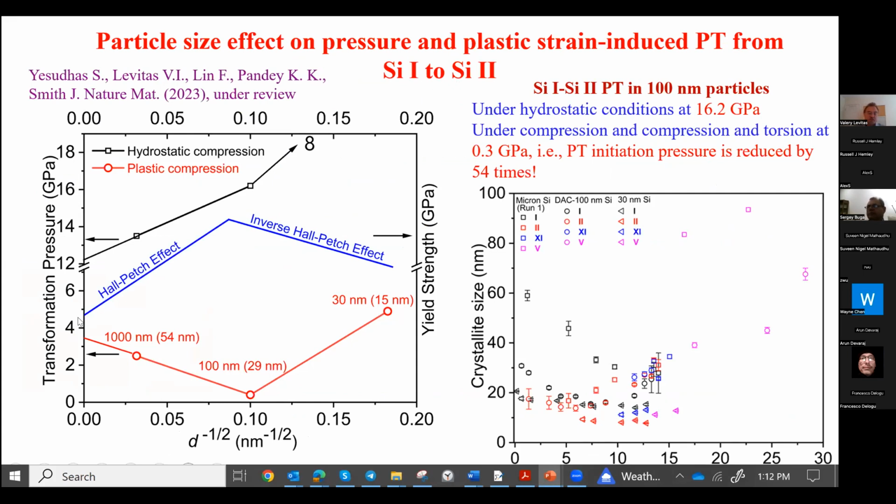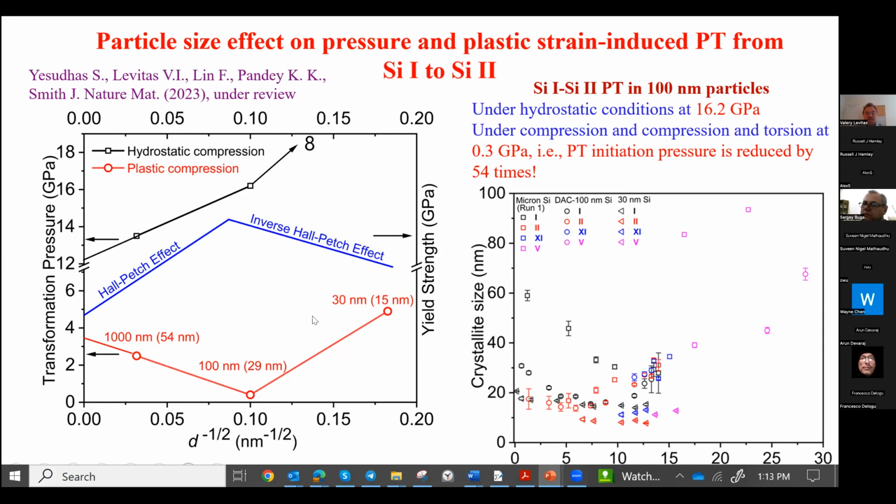You see, in the region of Hall-Petch effect for yield strength, for micrometer particles, phase transition pressure is 2.5 GPa, but for 100 nanometer particles, it's already down to 0.3 GPa. But if we further reduce particle size to 30 nanometers in the region of inverse Hall-Petch effect, then phase transition pressure grows again to 5 GPa. So this is exactly what we predicted, and this is the first correspondence between grain size dependence of yield strength and strain-induced phase transformation.